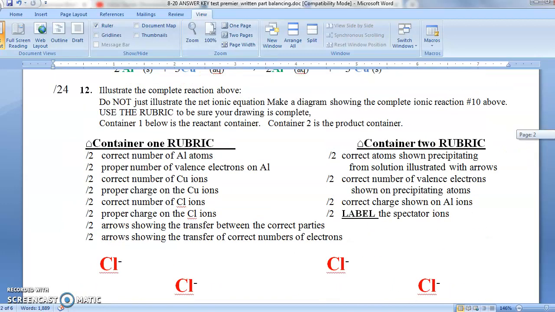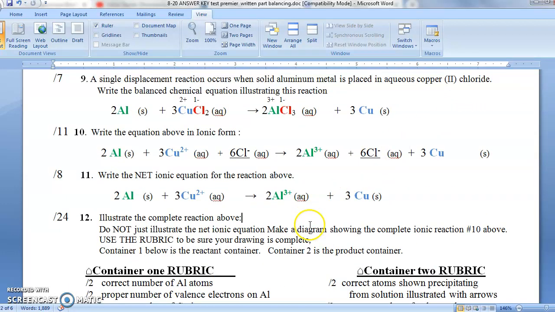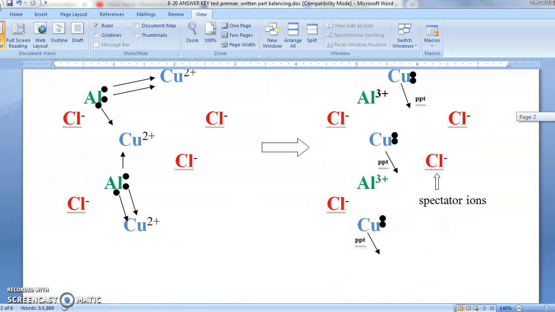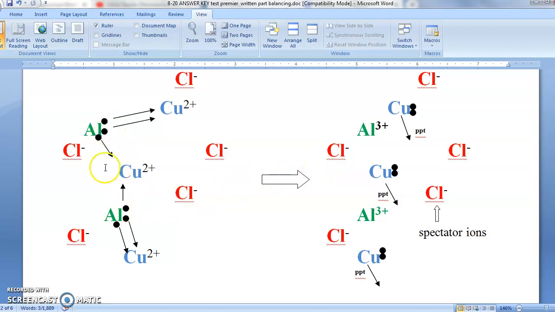We go back up. They told us to illustrate what happened, not the net ionic equation. They wanted to show the whole thing, which is best seen in number 10. So number 10, on the reactant side, we need 2 aluminums. There they are. And we need to add the 3 valence electrons that are going to be forced onto the coppers for each of those. That's the S side. There's the 2 in the S. There's the 1 in the P.